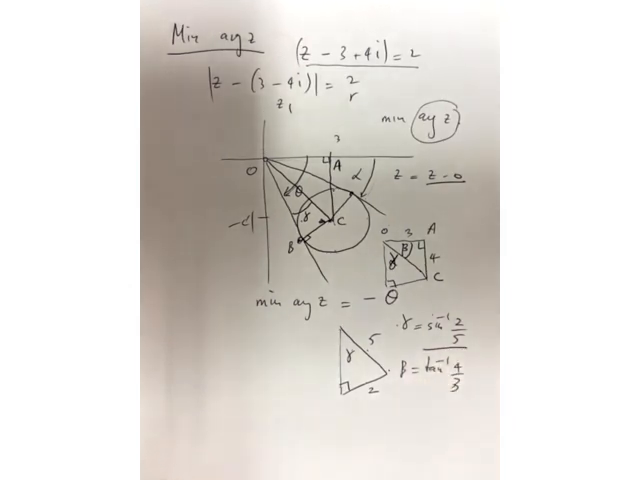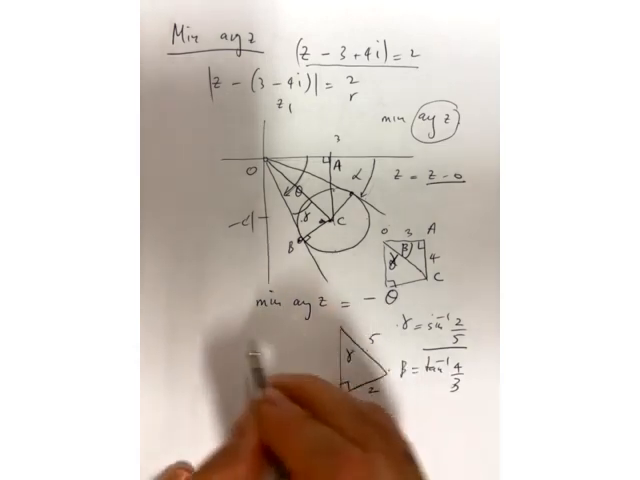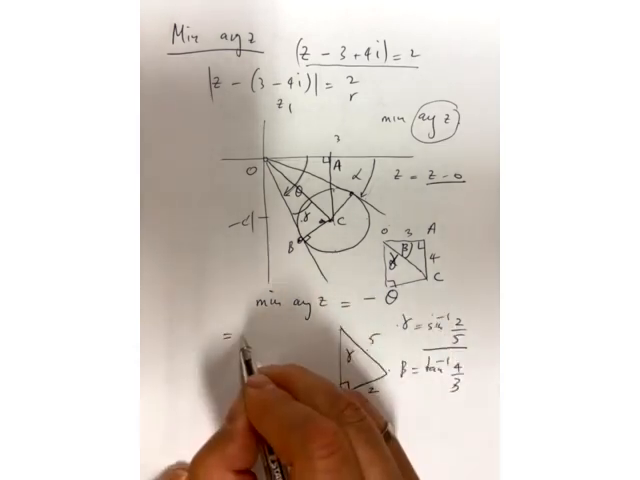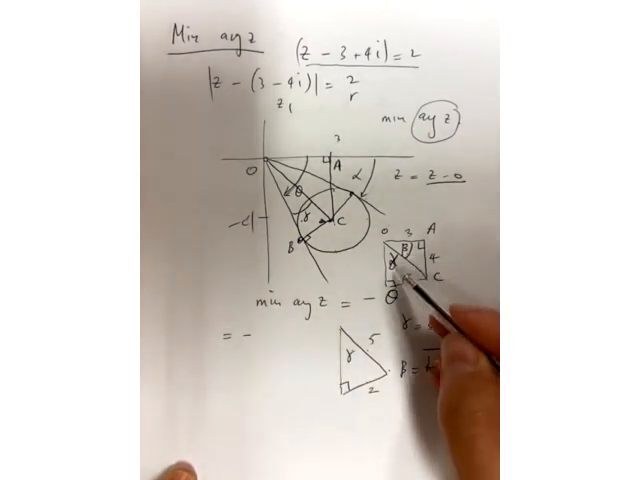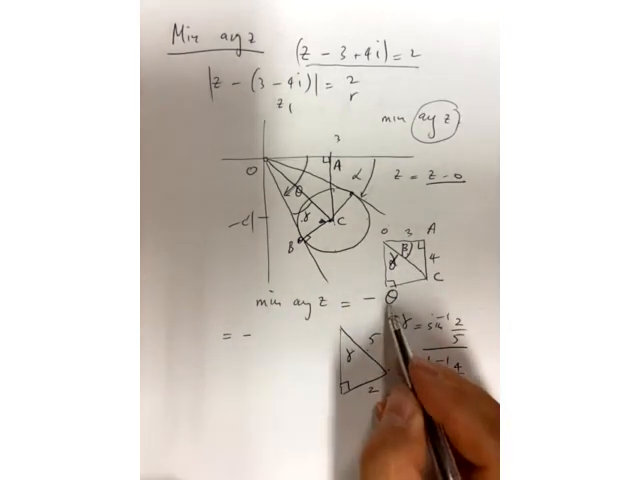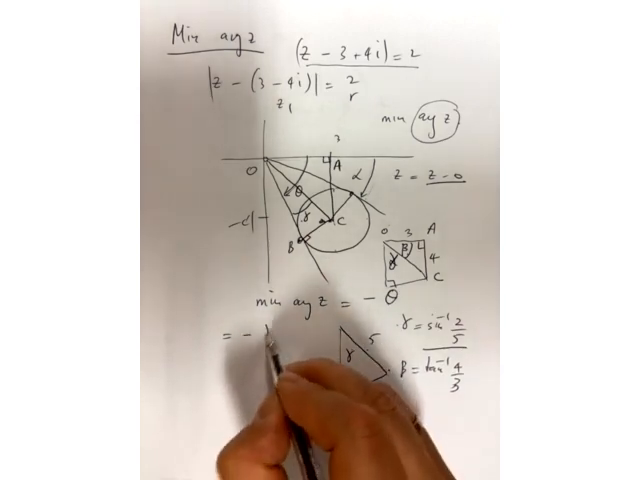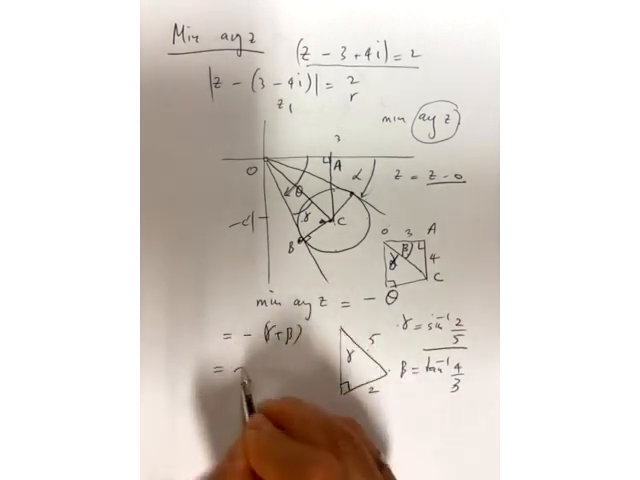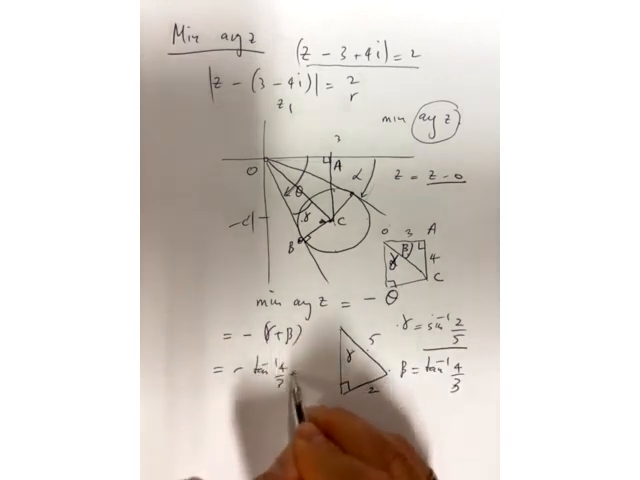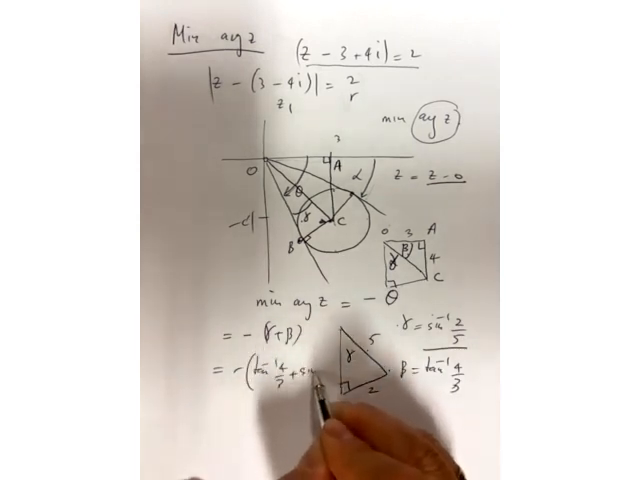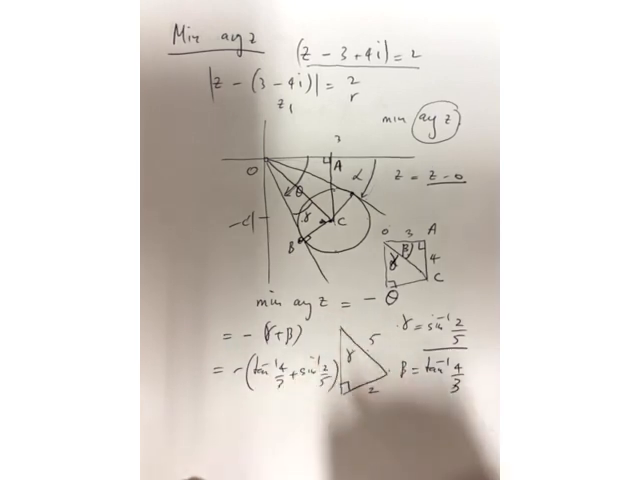It's basically that angle. And so the minimum argument in this case is actually, you have the beta and the gamma, which make up the theta here. It's negative (gamma plus beta). So in this case, it's negative (tan inverse of 4 on 3 plus sine inverse of 2 on 5). And that's basically the minimum argument in this case. And that's how you do the minimum argument. And that's where I'm going to stop.